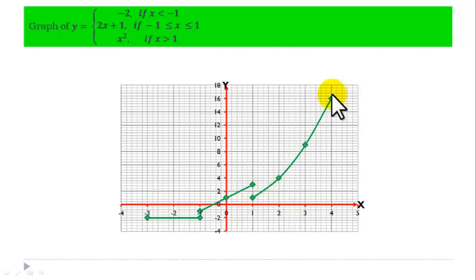But when x is greater than 1, our graph is a curve. That is y equals x squared. This one is the graph of y equals -2. This is y equals 2x plus 1, while this one is y equal to x squared.